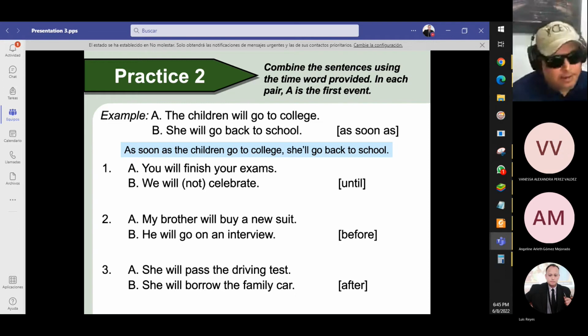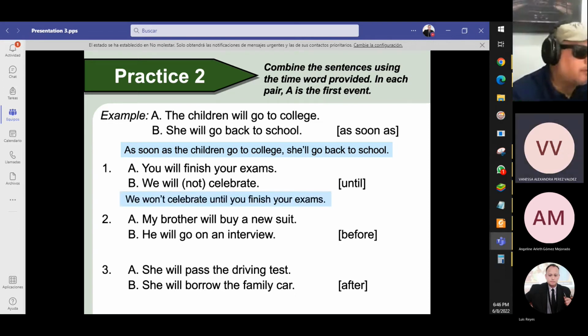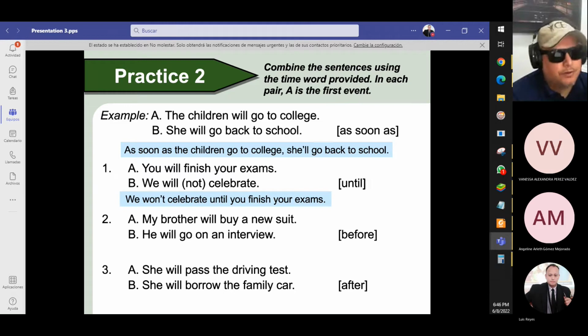Y puede ser al revés también. También puede ser we won't celebrate until you finish your exams. Entonces, tú lo dijiste until you finish your exams, comma, we won't celebrate. O puede ser we won't celebrate until you finish your exams. ¿Verdad? Puede ser cualquiera de los dos. Very good, very good. So maybe, aquí dice, no vamos a celebrar hasta que termine tus exámenes. A lo mejor ya se graduó, a lo mejor ya terminó la prepa, pero todavía tiene que presentar exámenes finales. Pues, obvio, no van a celebrar hasta cuando vean los resultados de los exámenes, ¿verdad?